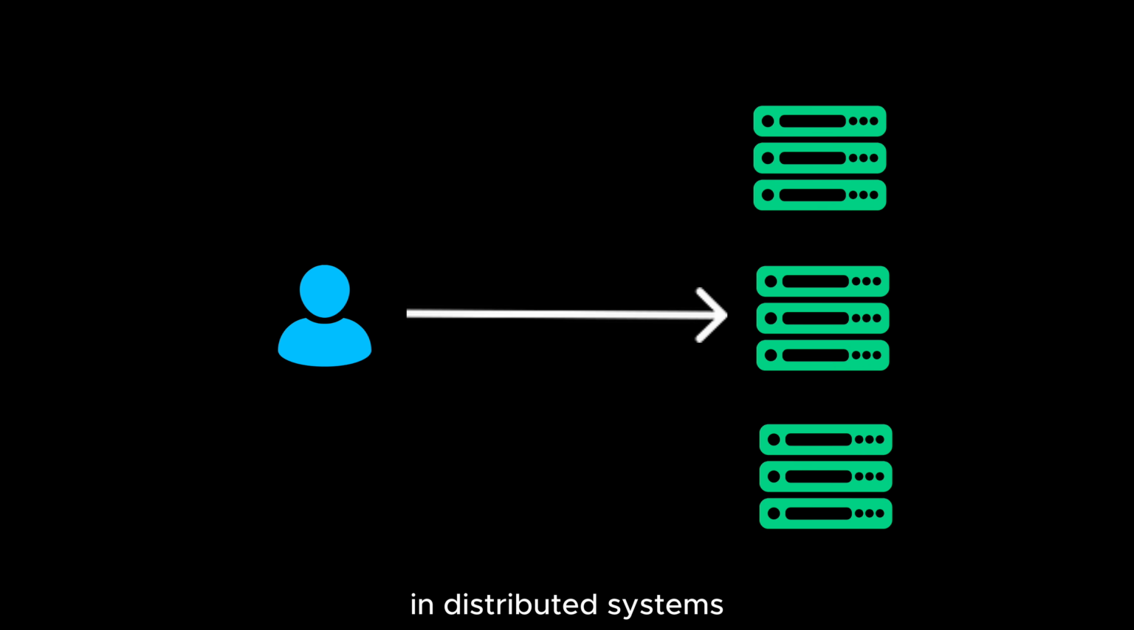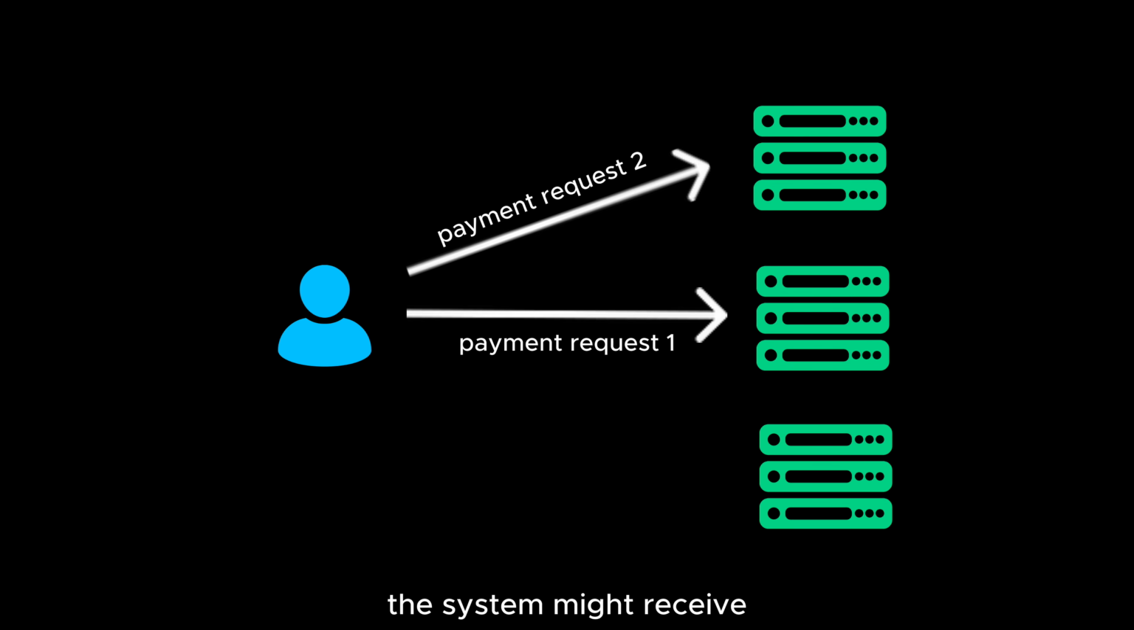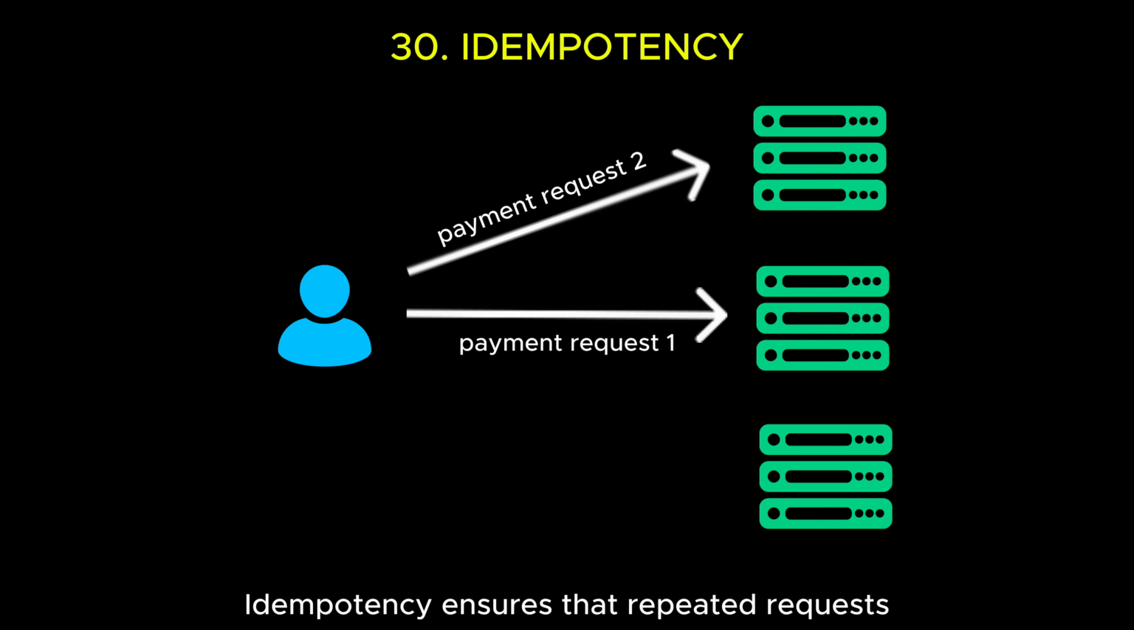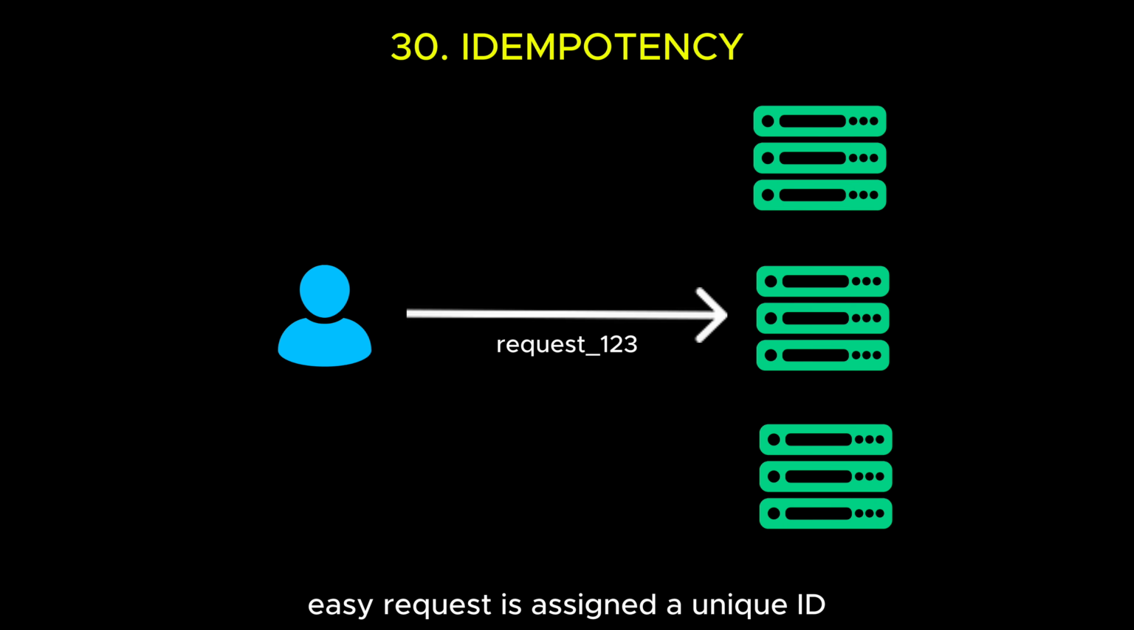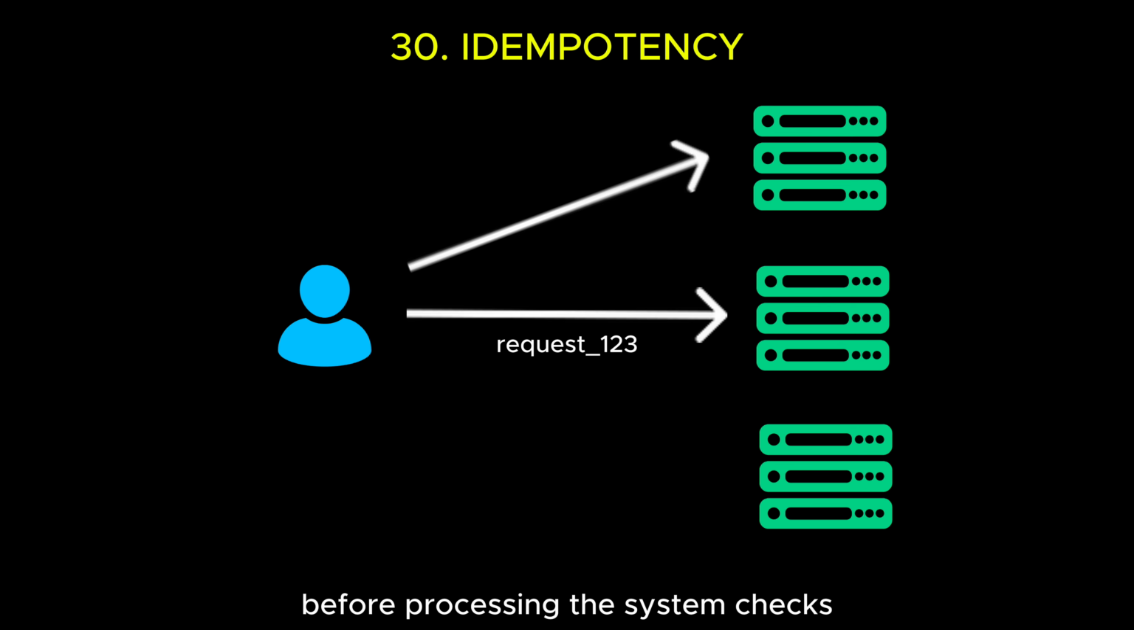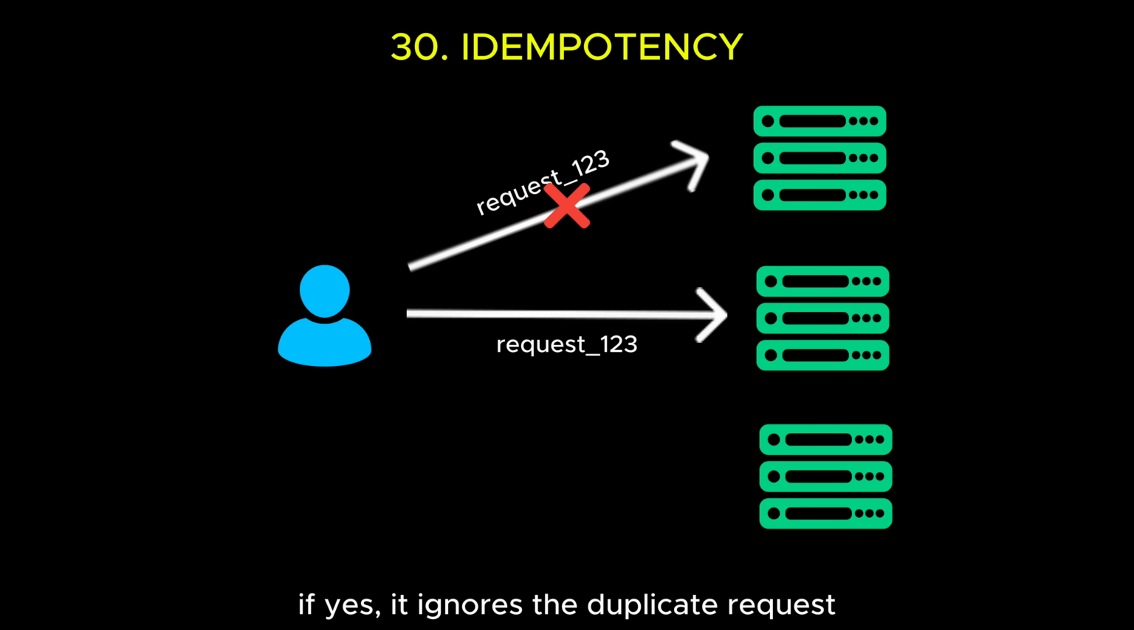In distributed systems, network failures and service retries are common. If a user accidentally refreshes the payment page, the system might receive 2 payment requests instead of 1. Idempotency ensures that repeated requests produce the same result, as if the request was made only once. Here is how it works. Each request is assigned a unique ID. Before processing, the system checks if the request has already been handled. If yes, it ignores the duplicate request. If no, it processes the request normally.